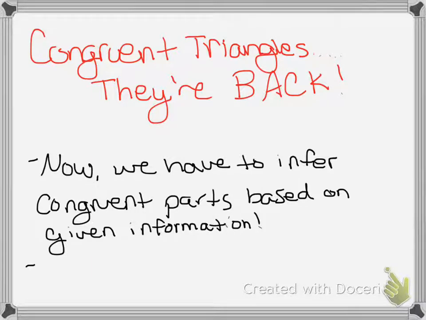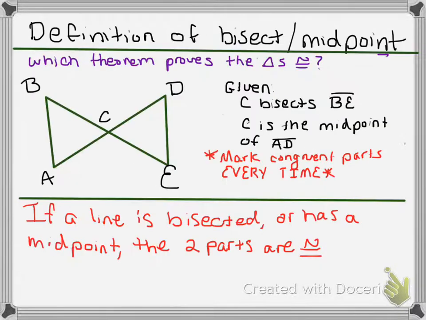What we're going to do now is move on to inferring congruent parts based on given information rather than the parts already being marked. Okay, so you're going to be given pieces of information that are not going to be on the triangle and that you have to know the definition of in order to understand what's congruent.